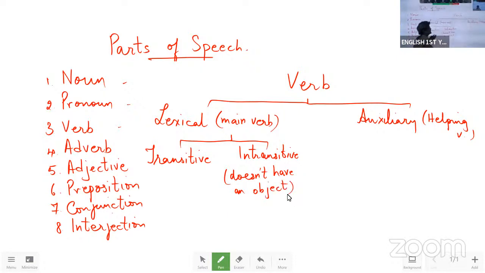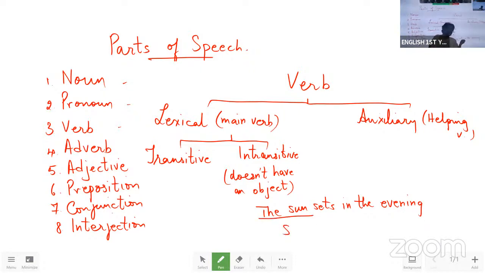What do you mean by doesn't have an object? There are times when we say the sun sets in the evening. This is a sentence, but it is not a transitive, but an intransitive sentence. Why? The sun is subject, sets is verb, in the evening is not an object. And such sentences from active, you cannot change it to a passive. In the evening is a phrase.